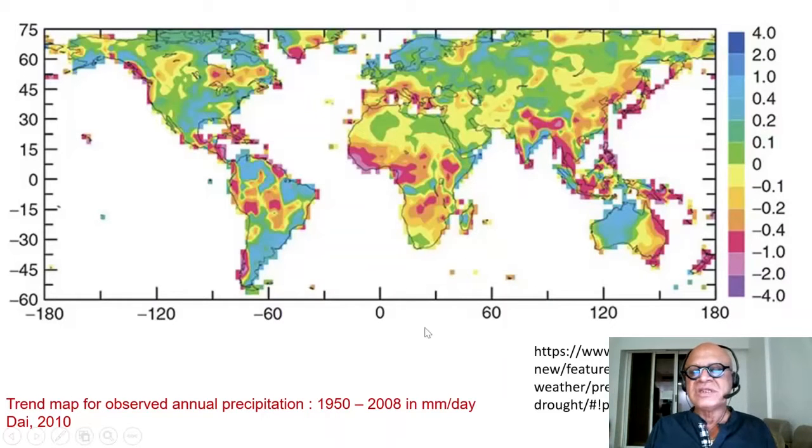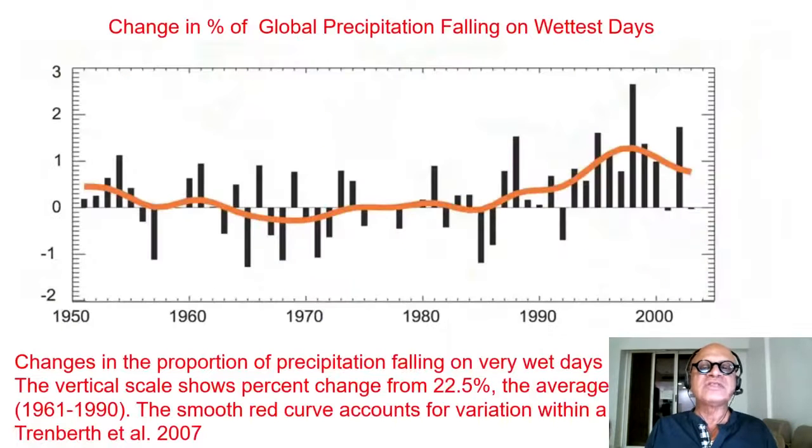Okay, so this is in millimeters per day for 1950 to 2008, and these reddish yellowish colors are all drying, and the bluish colors are where some wetting or increased precipitation is happening. The southeastern US is unusual even in terms of warming, which we may see later on. Monsoon trends over Asia are of concern, especially because they are also occurring as very wet events, very heavy extreme rainfall events. This is showing changes in percent of global precipitation falling on wettest days.